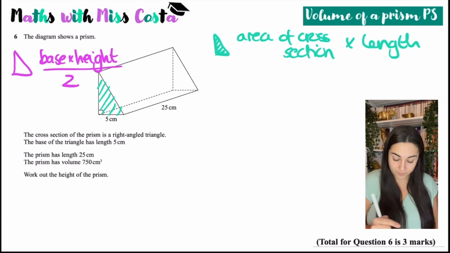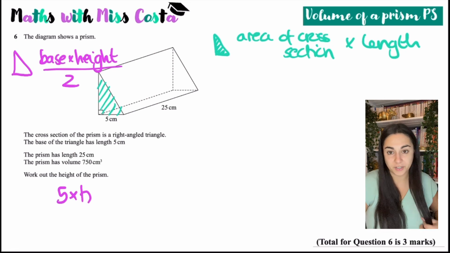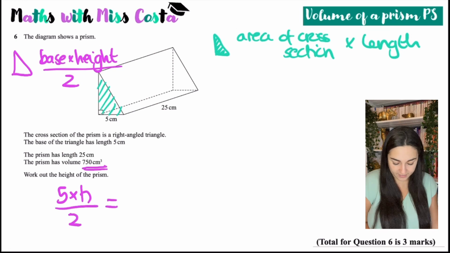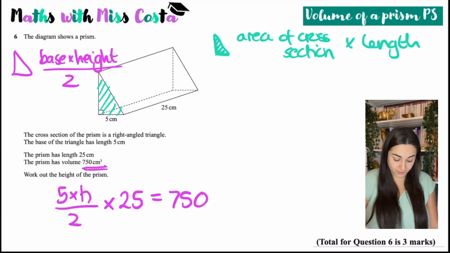In this case, I know the base, which is 5. I don't know the height, so I can just say h, because if you don't know a value, you're going to use algebra. So 5 times h divided by 2 gives me the volume, which they've told me is 750. Oh, missed that one part. So the cross section is base times height divided by 2. Then to find the volume, we multiply it by the length, and that gives you the volume. So 5 times h divided by 2 times by 25 is 750.